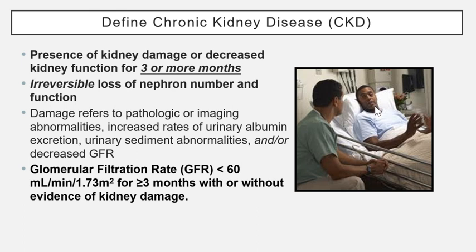And so clinically, this is defined as a glomerular filtration rate of less than 60 milliliters per minute per 1.73 meters squared for greater than 3 months with or without evidence of kidney damage. So if your GFR is not functioning properly, then even though it might look like there's no necrotic tissue or anything like that, you'd still have chronic kidney disease.